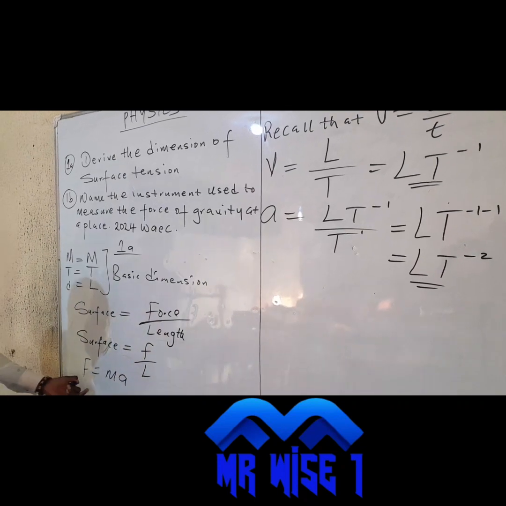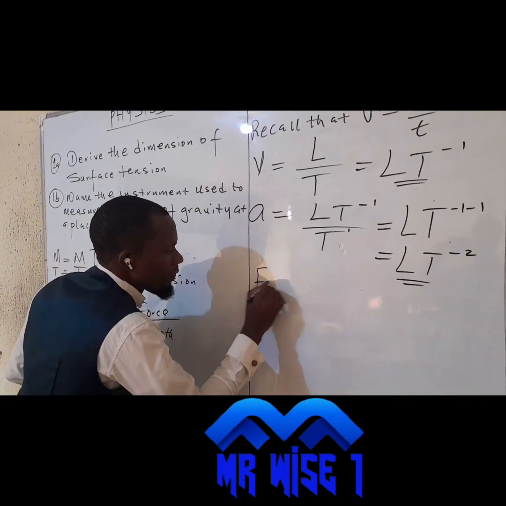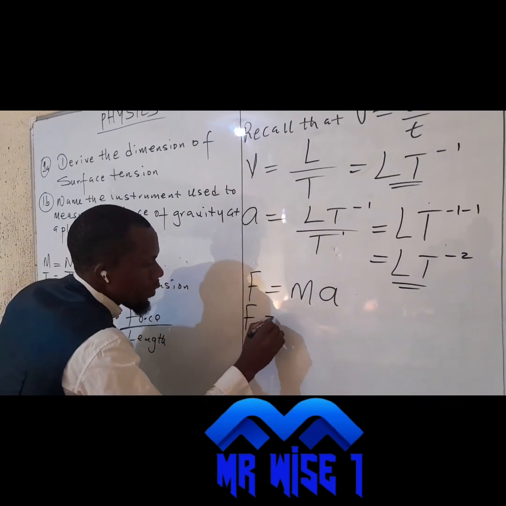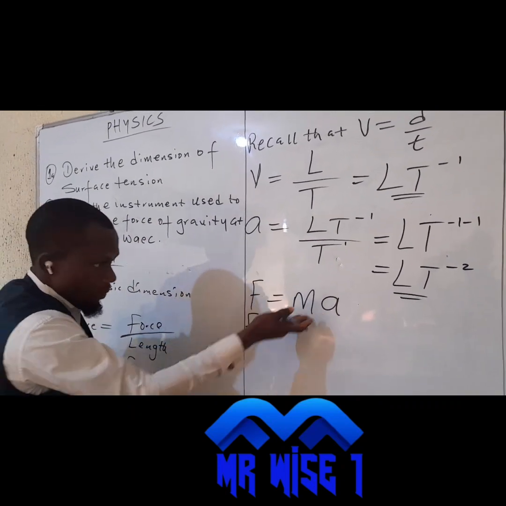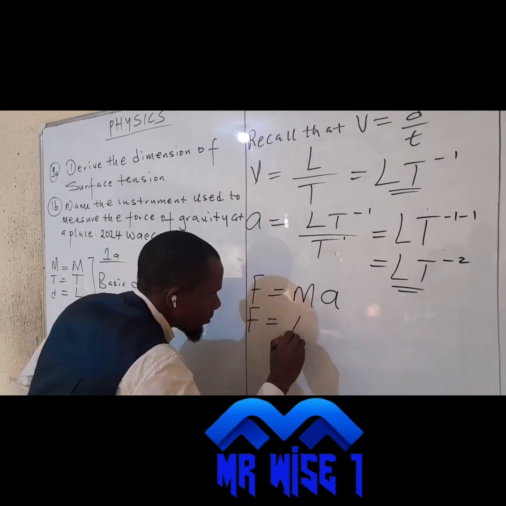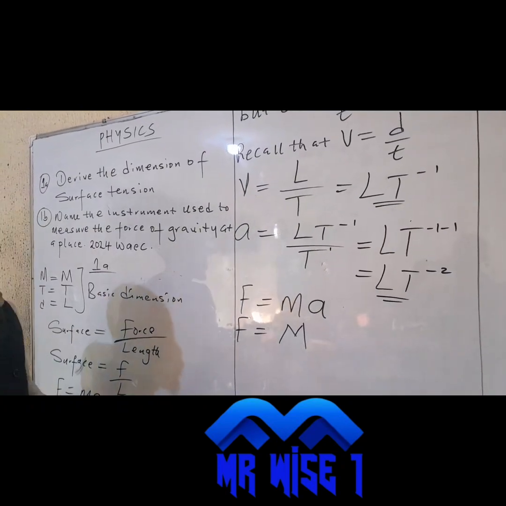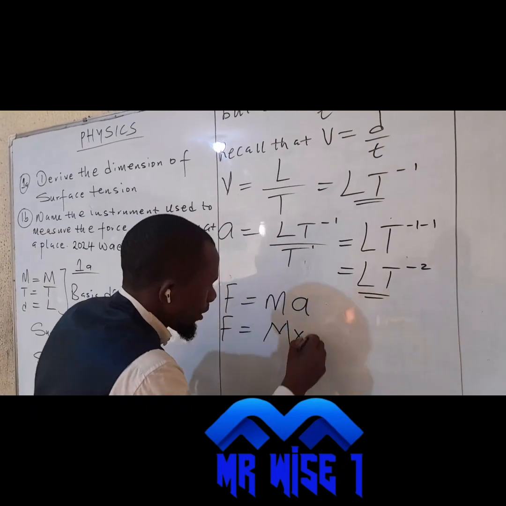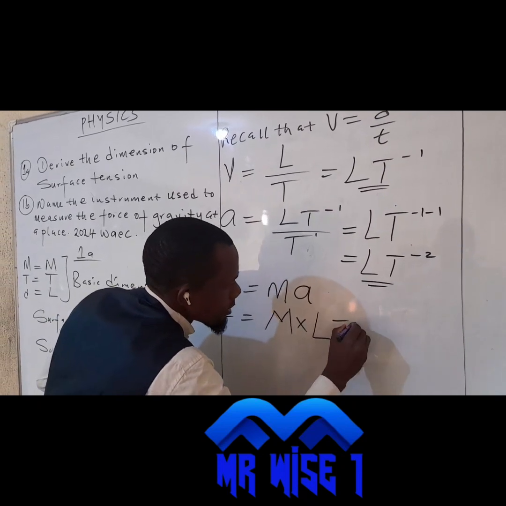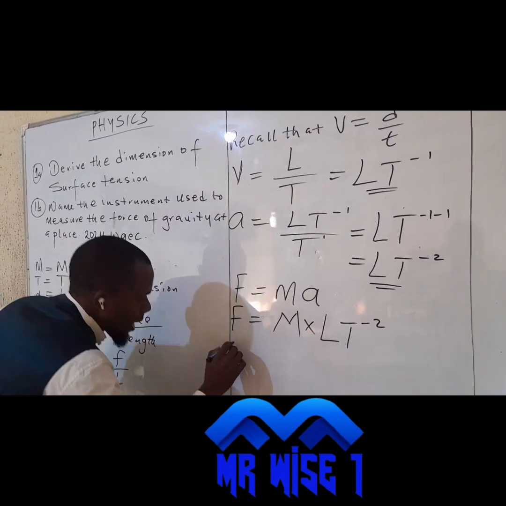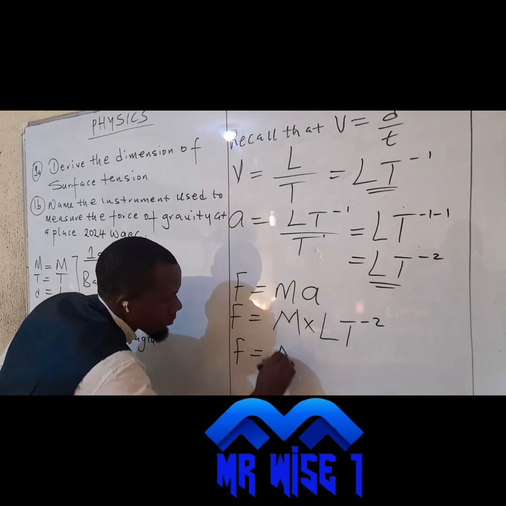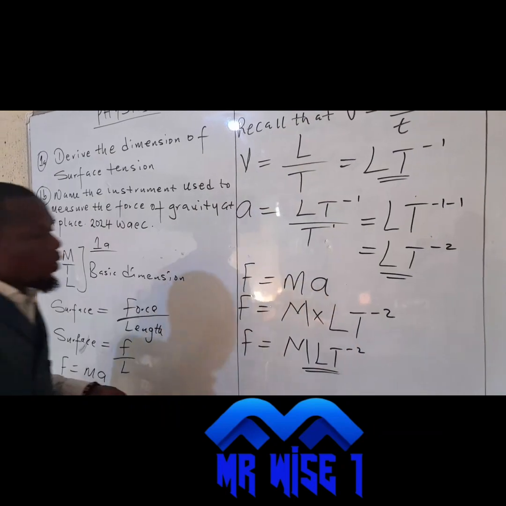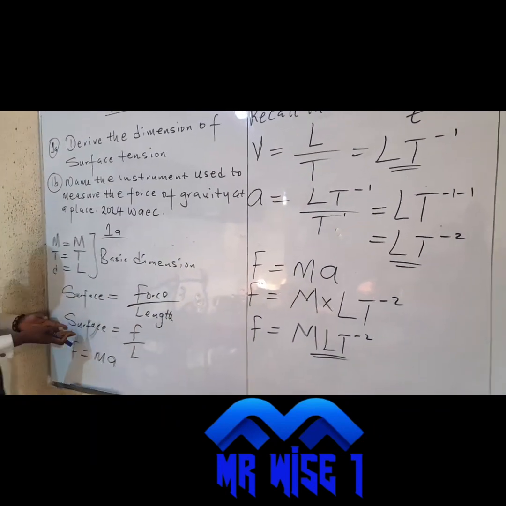I'll now come back to this formula, F is equal to MA. Anywhere I see mass, which is capital M, and anywhere I see acceleration, which has been solved, I just put L T minus 2. Which implies that my F is equal to M L T minus 2. So I have solved for F.